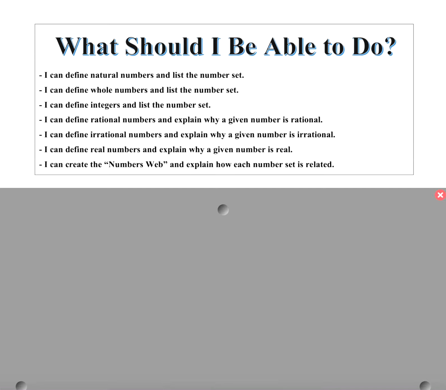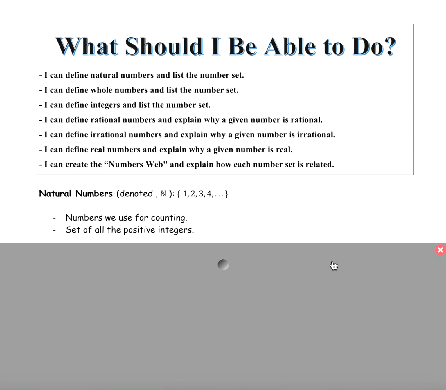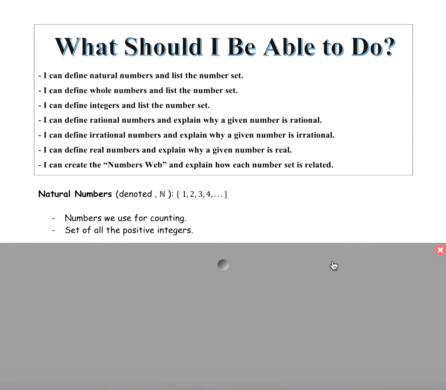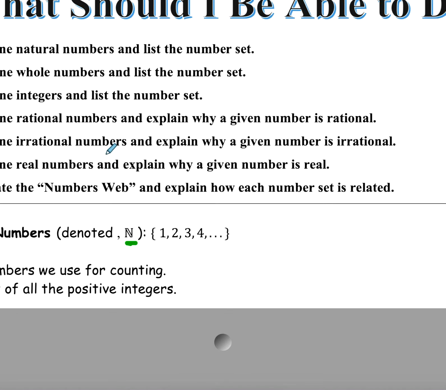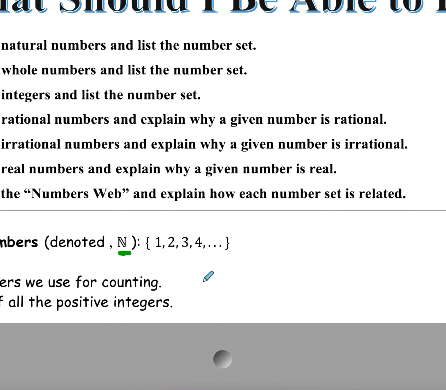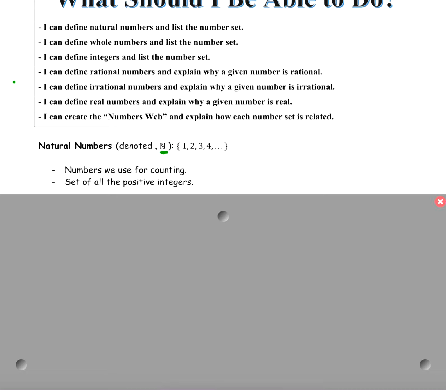So let's look at the first number set, the natural numbers. Natural numbers are denoted with a capital N. Notice it has that double line there. It's just mathematical notation. Instead of a normal capital N, it shows that we are representing the natural numbers with that notation. You're going to notice those double lines in the next notations also. So it's the numbers we use for counting: 1, 2, 3, 4, 5, 6, keeps going. And it's the set of all the positive integers, if you want to think of it like that.